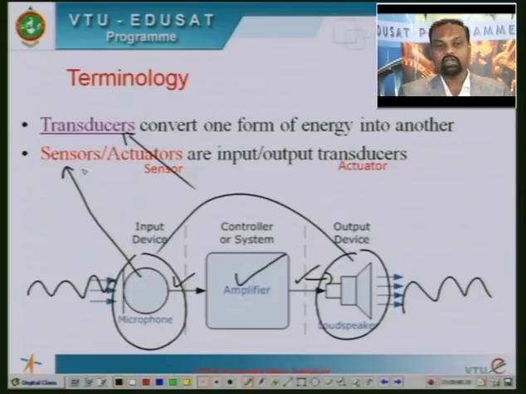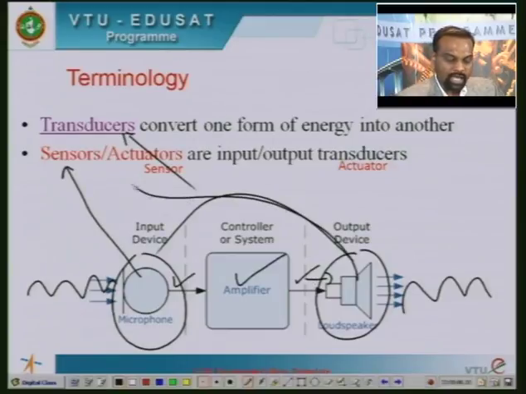Now, let us understand what an actuator does. The loudspeaker takes in an electrical signal and converts it back to a physical quantity because of the vibrations that are created. We call this an actuator.